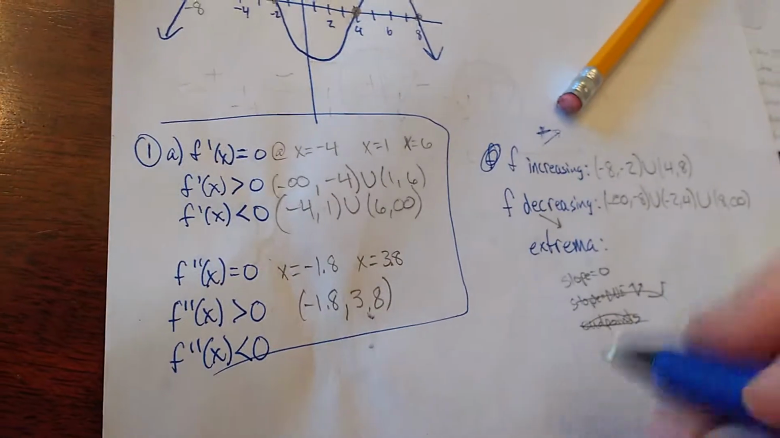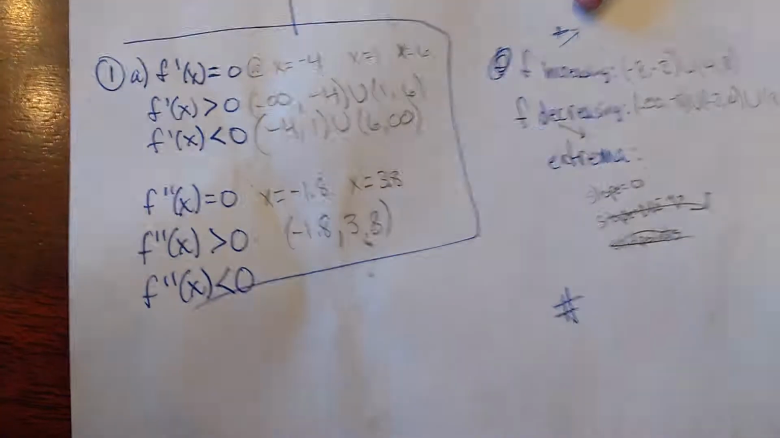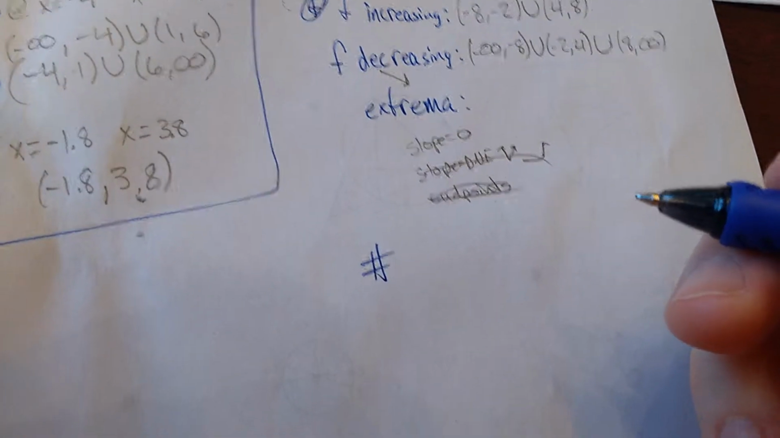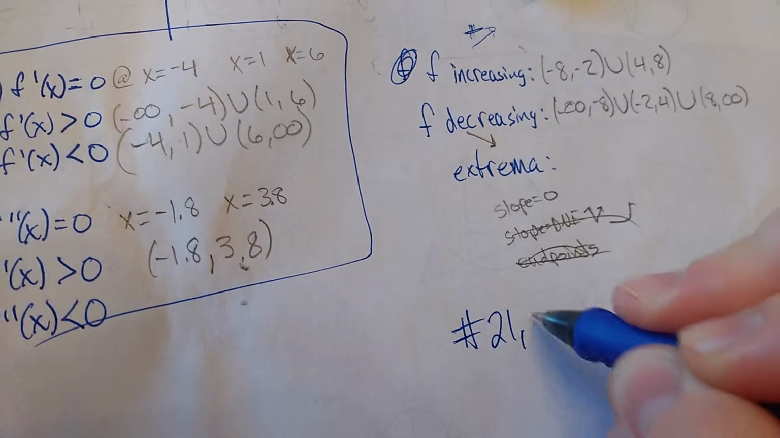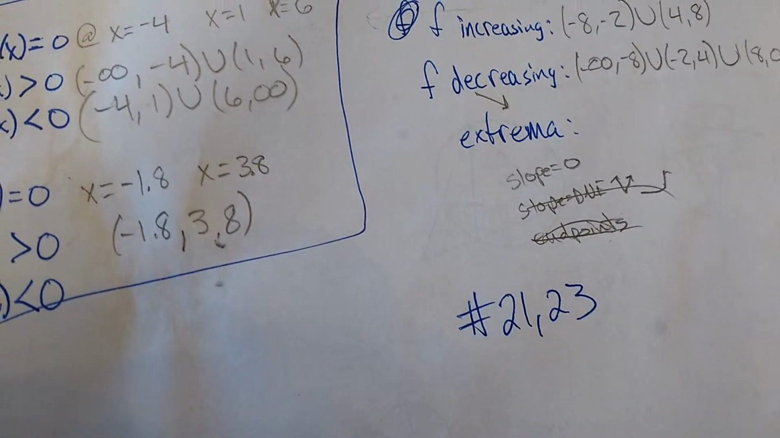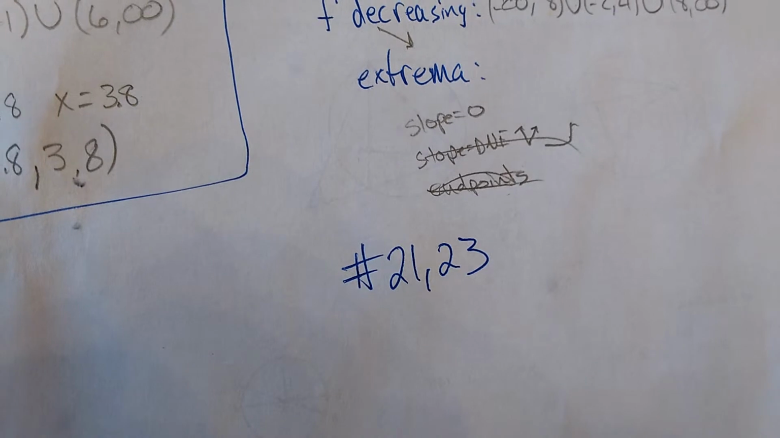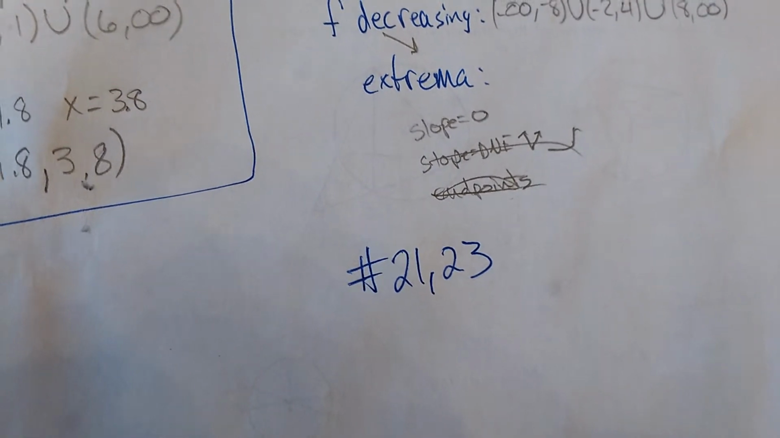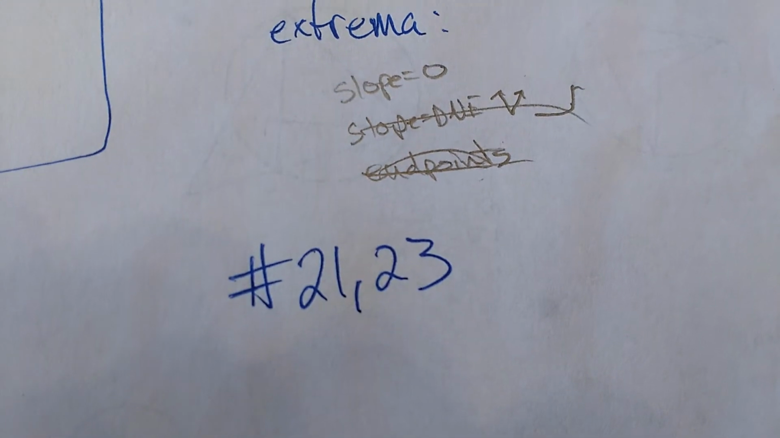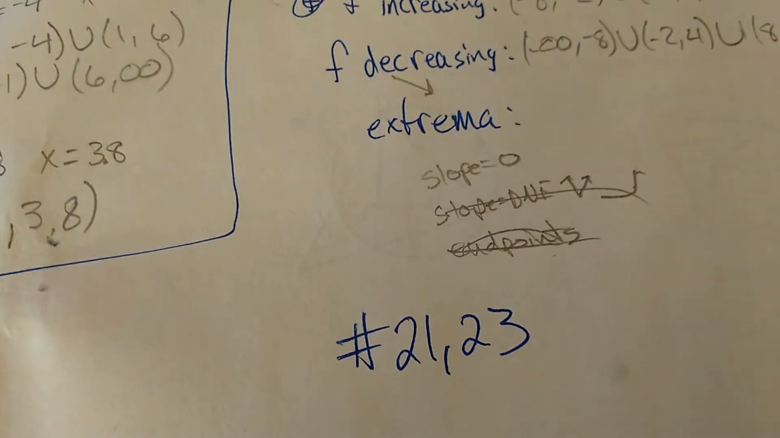Hopefully that made sense. Do try numbers. Add these on to your homework. Just 21 and 23. That's it. Those are the easier of those, so hopefully that works. And hopefully I can figure out how to upload this video before this afternoon. I don't know how it's going to work.